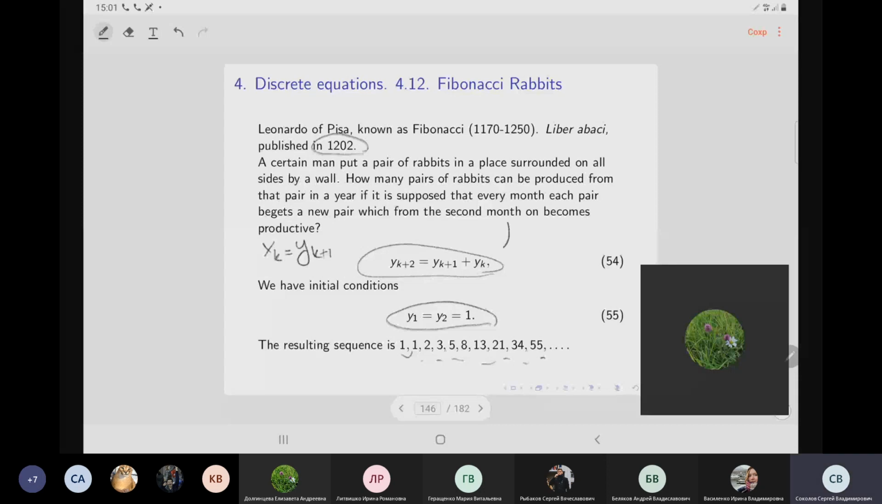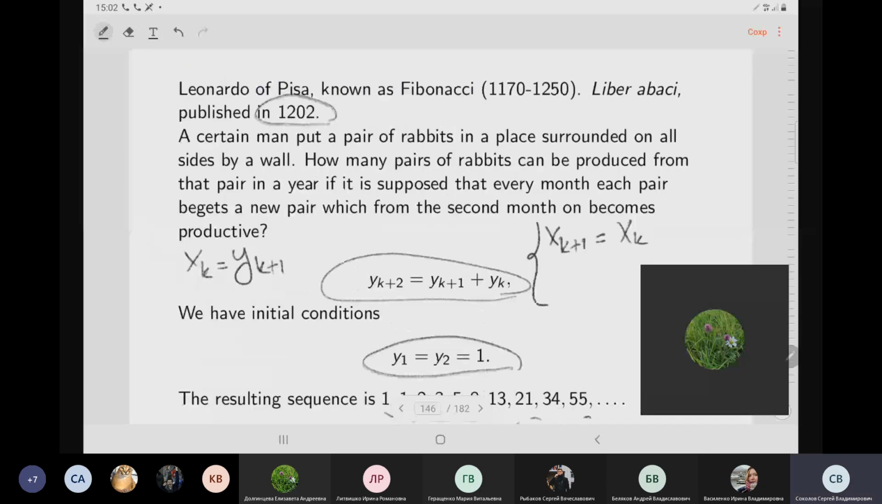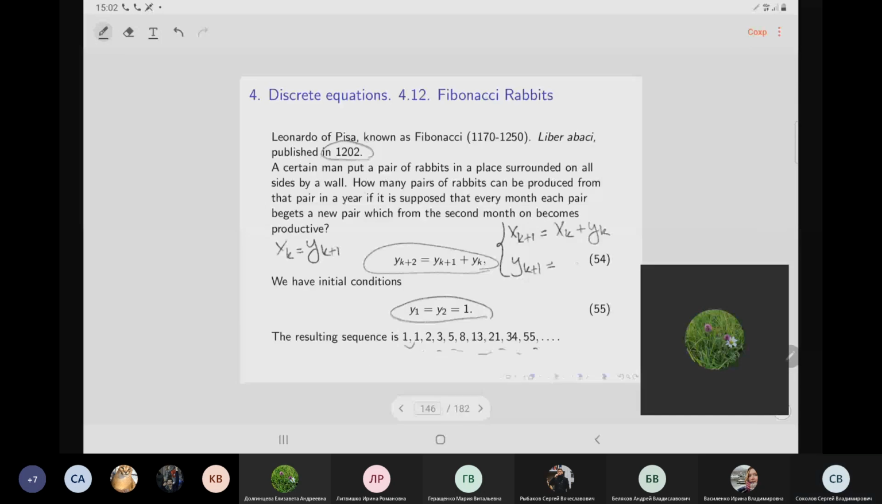So the new system will be xk plus 1 is our yk plus 2, so it is xk plus yk, and yk plus 1 is xk.